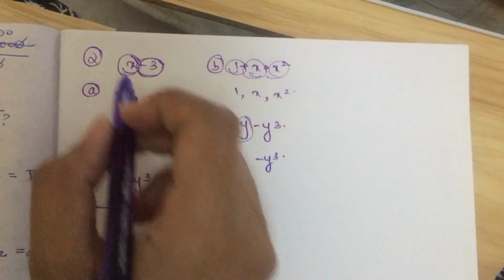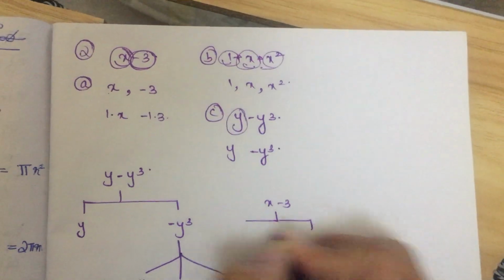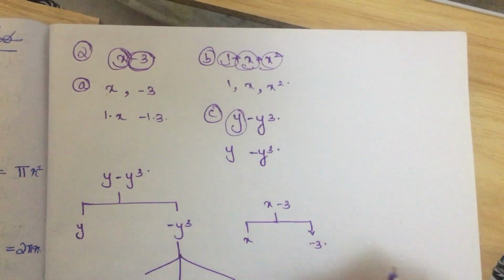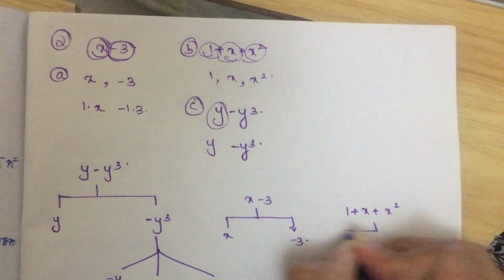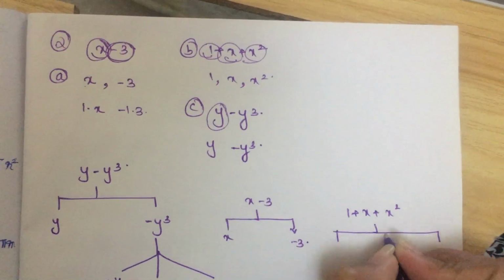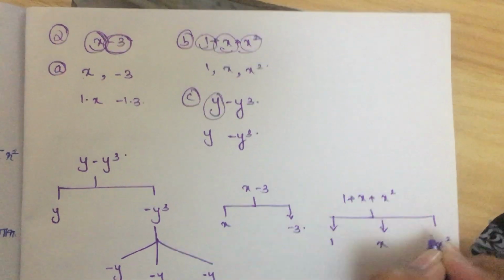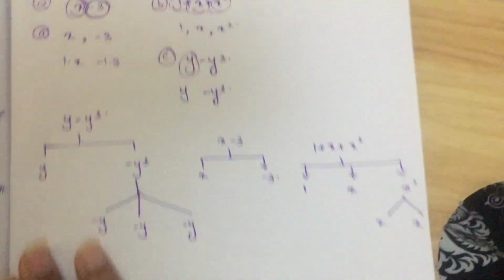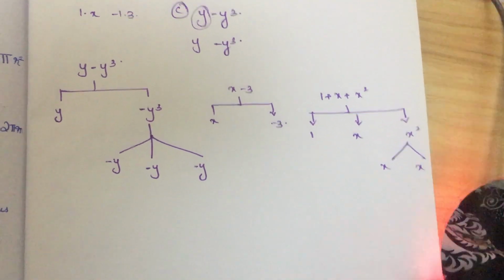For this one, if I take x minus 3, two terms are there. So x and minus 3 are the two terms. That's it. There's no further simplification. 1 plus x square, the second one. There are three terms to it. What are the three terms? 1, x and x square. Then again, you see that x square can be written as x into x. That's how we are writing it down in the tree diagram pattern.